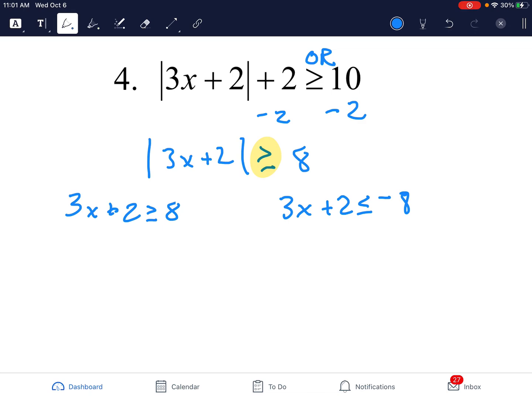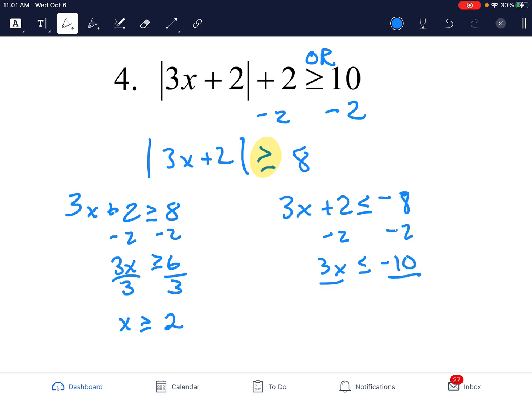Now I can solve. I'm going to subtract 2 from both sides to get 6. 3x. Divide both sides by 3. So x is greater than or equal to 2. The other side I'm going to subtract 2 again. So I have 3x is less than or equal to negative 10. Divide by 3. And x is less than or equal to negative 10 over 3.